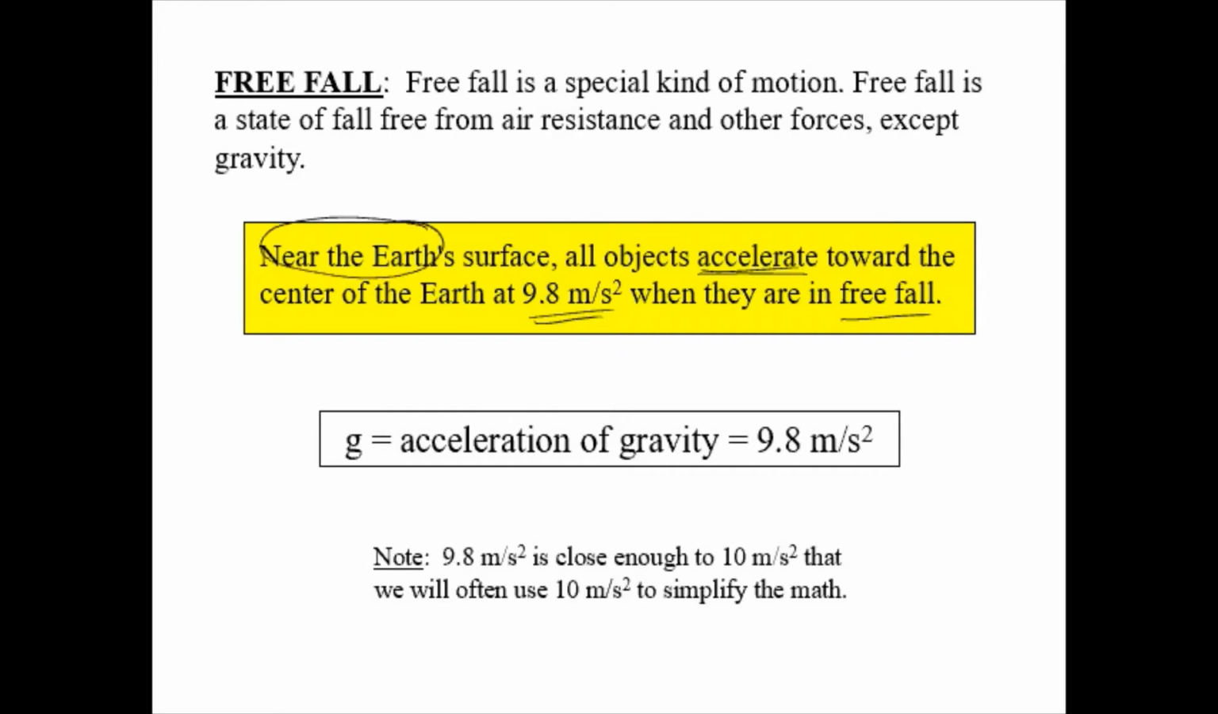Now, what do I mean by near the Earth's surface? Well, usually anywhere you've been in your lifetime is near the Earth's surface, even if you've flown on a jet airplane. So we'll say near the Earth's surface is within maybe about 10 kilometers of the Earth's surface. Even if you've flown in a jet airplane at 30,000 feet elevation or altitude, you're still near the Earth's surface.